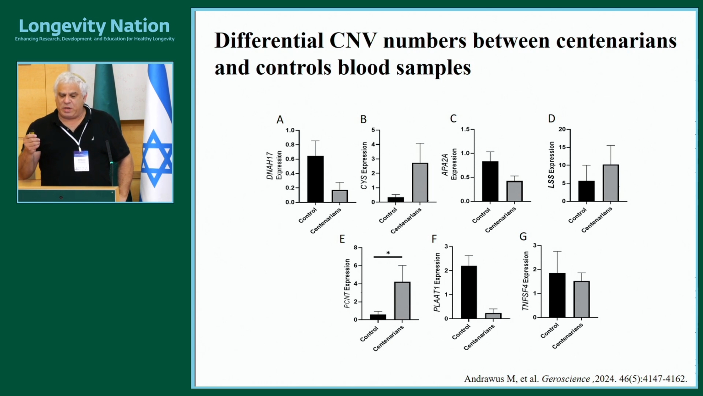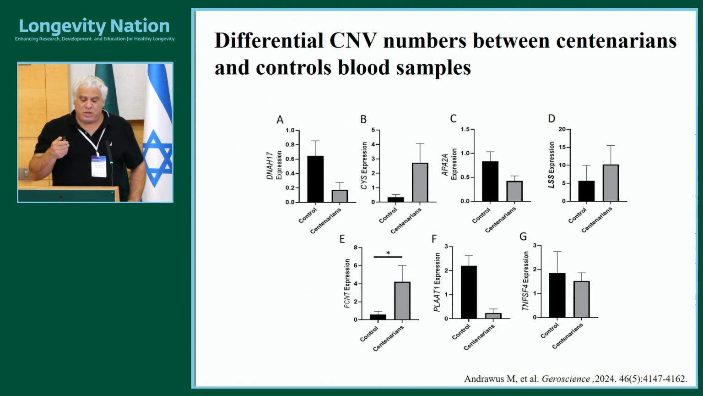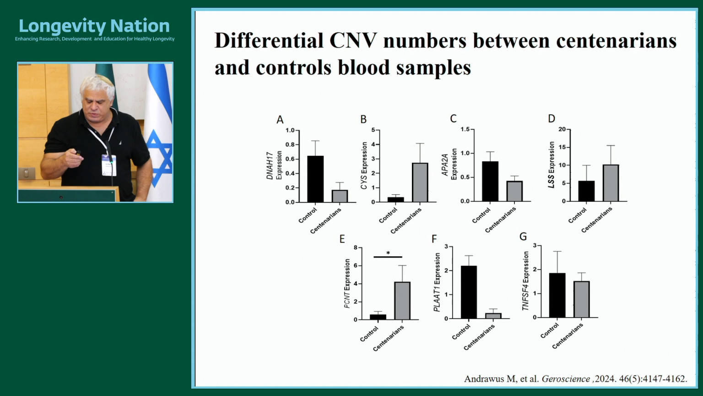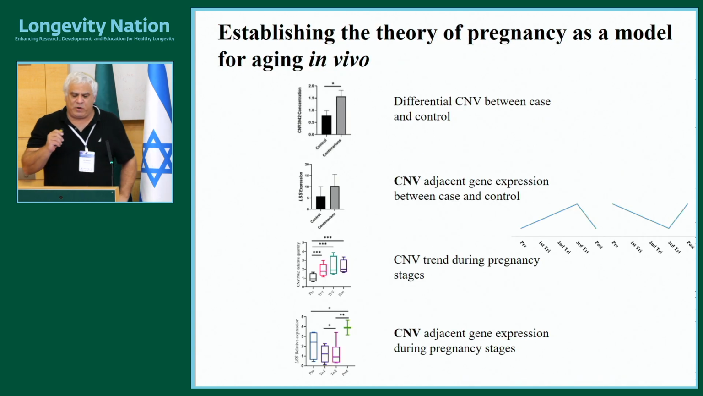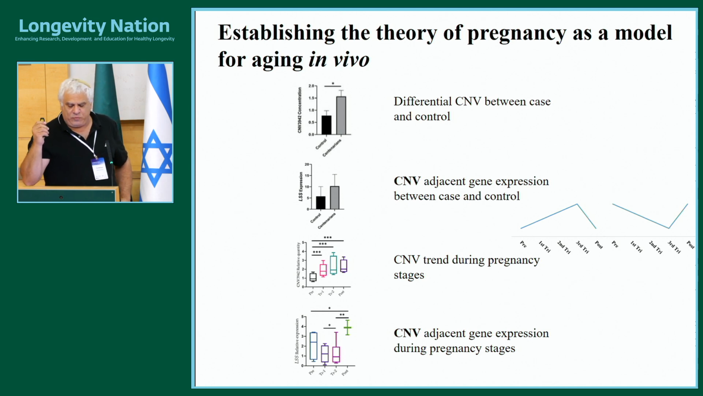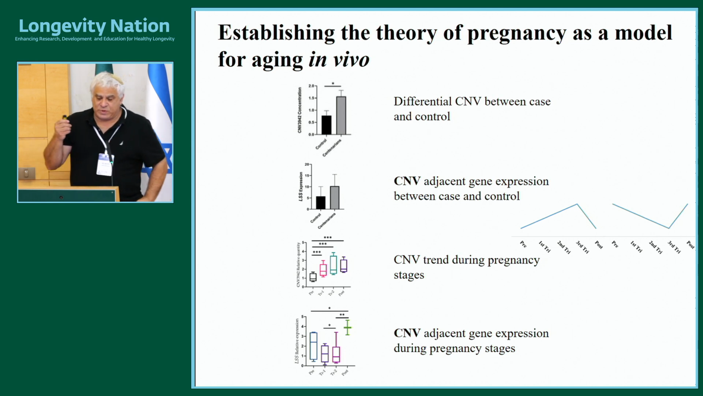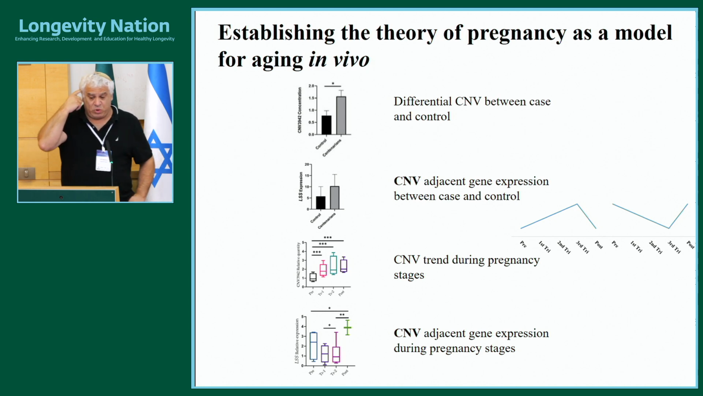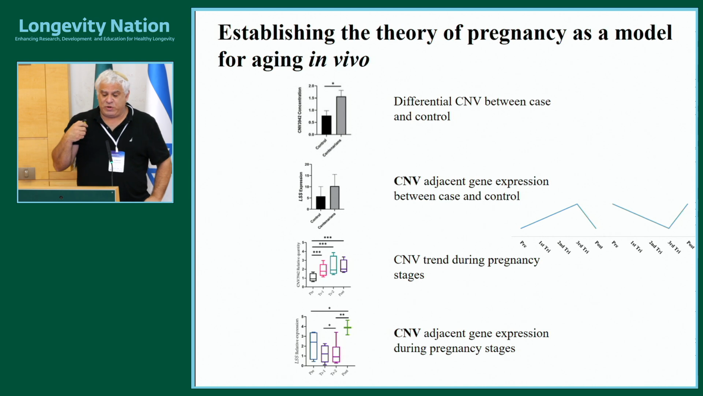so we saw differences in copy number between centenarian and control blood samples. As you can see, there are 7 of those. They differentially change. And if we pick one of them, we can see that there is a differential CNV between case and control. Remember, controls are 70 years old and centenarians are 100 years old. And we can see that there is a significant difference of CNVs in this locus between centenarians and control. We looked at the gene expression and we saw that there is a difference.